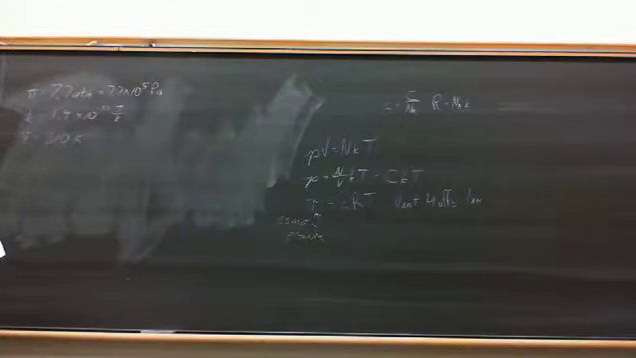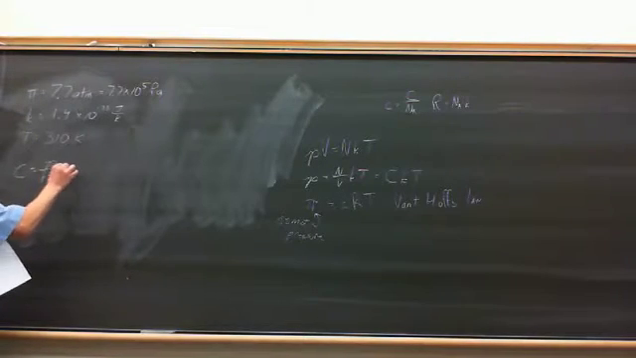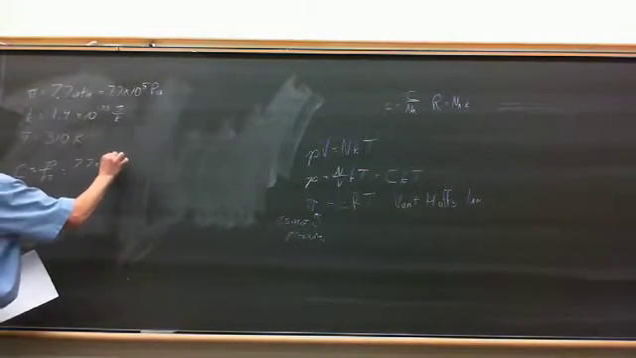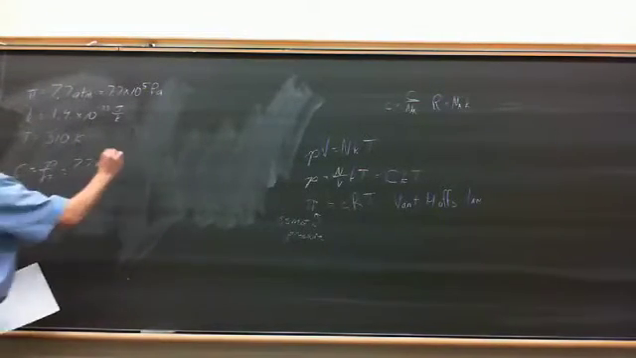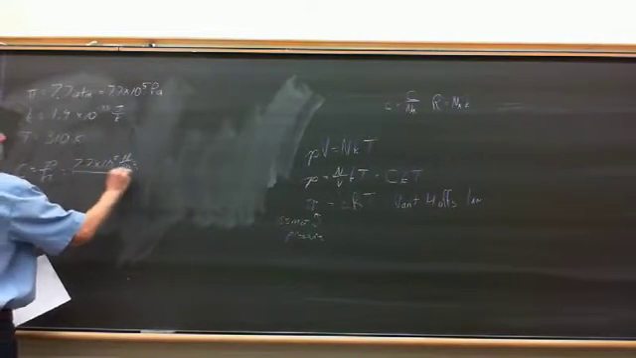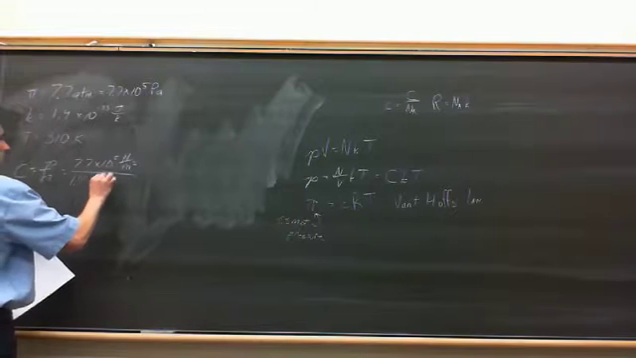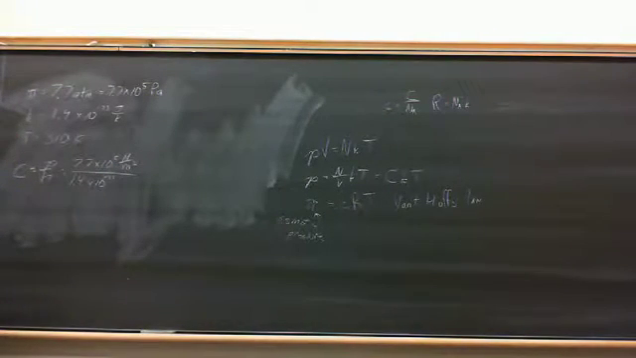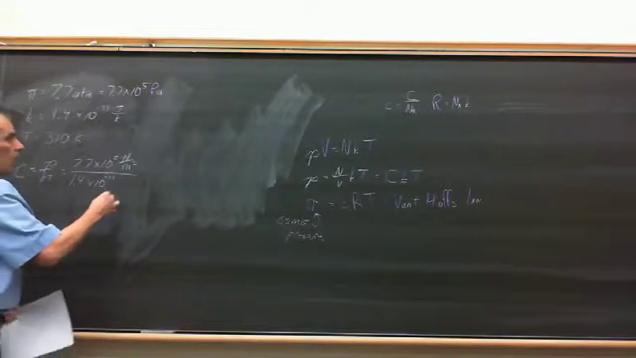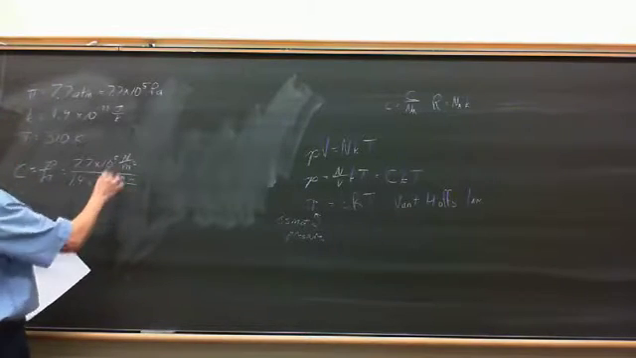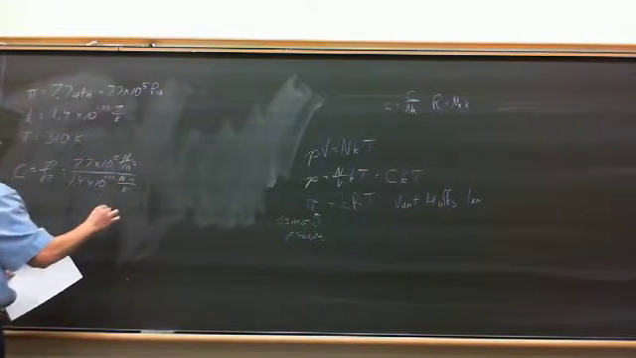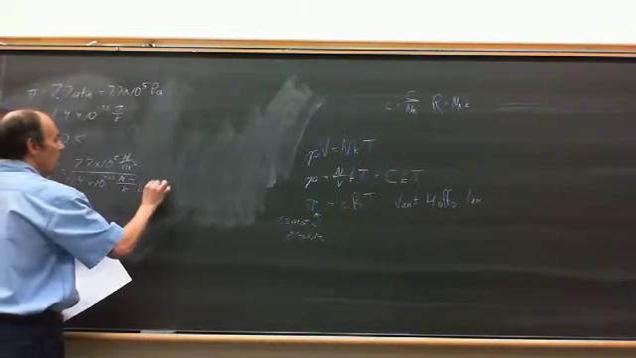All right, so what we can now do is calculate the concentration, which is going to be pressure over kT, which is 7.7 times 10 to the 5th pascals. A pascal is a Newton per meter squared, divided by 1.4 times 10 to the minus 23 joules. A joule is a Newton meter. Work is force times distance. Meter over Kelvin, times 310 Kelvin.